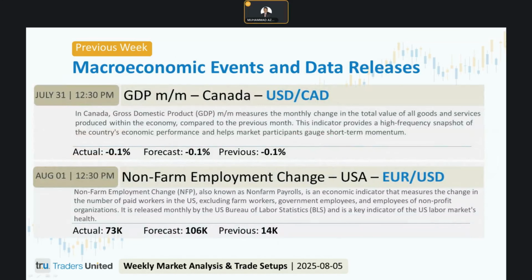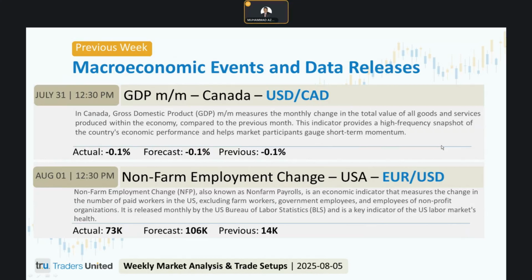Okay, what is Canada's GDP M over M? M over M stands for month over month. Canada's gross domestic product GDP is a key economic indicator that measures the monthly change in total value of all goods and services produced within the country. It serves as a real-time gauge of economic performance, indicating whether the economy is growing or contracting. Published by Statistics Canada, the report spans a wide range of industries, including manufacturing, services, construction, and energy.